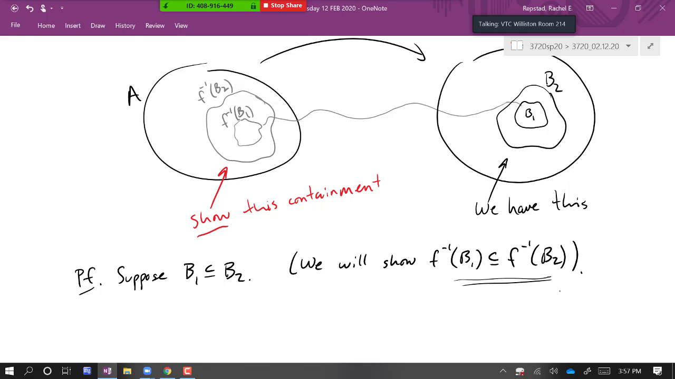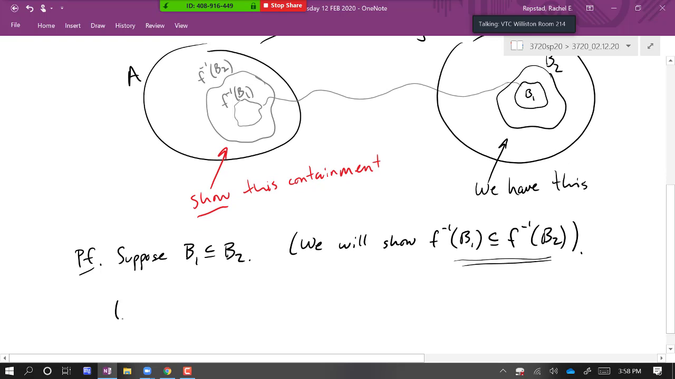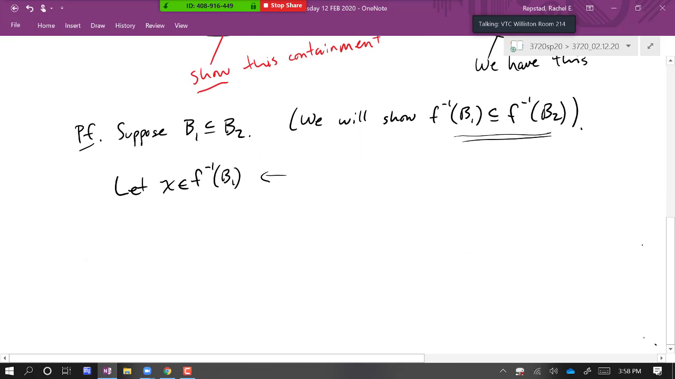And the way we do that is we let x be a randomly selected element in the set on the left. So we could let x be an element of the preimage of B1. There's going to be a bunch of stuff here that happens. We're going to write some stuff, but at the end of it all, we want to be able to say then x is an element of the preimage of B2.